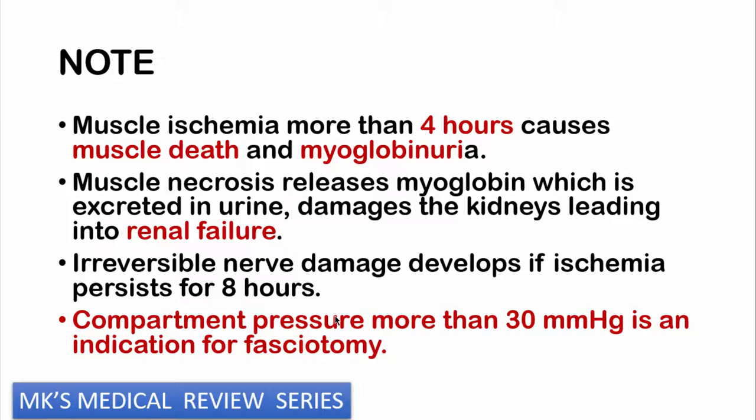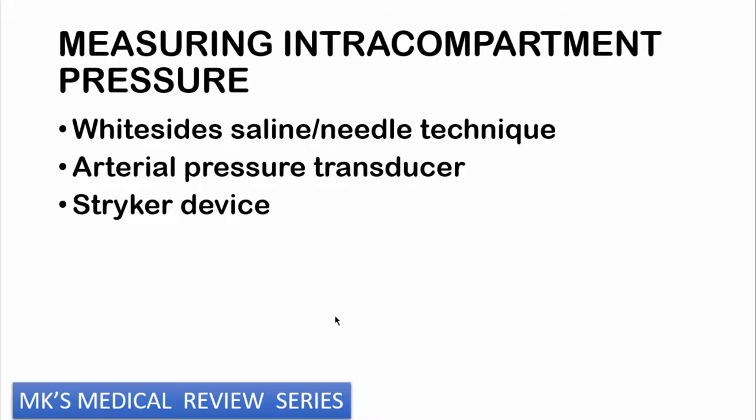Then, of course, irreversible nerve damage is going to develop if you have this persistent ischemia lasting for 8 hours. And remember that a compartment pressure of more than 30 millimeters of mercury is often an indication for fasciotomy. We'll talk about fasciotomy very soon. So there are three methods that you can use in making a diagnosis of intracompartmental pressure.